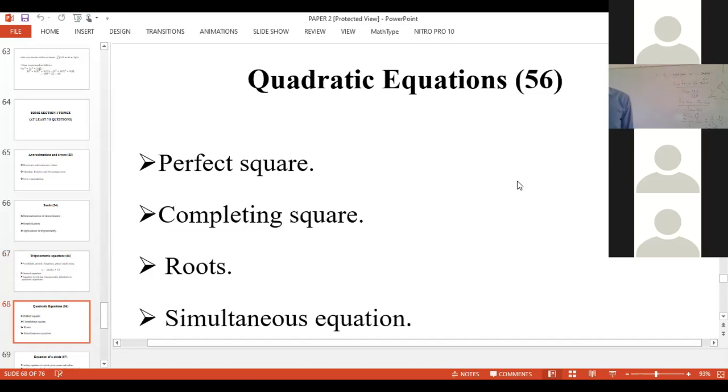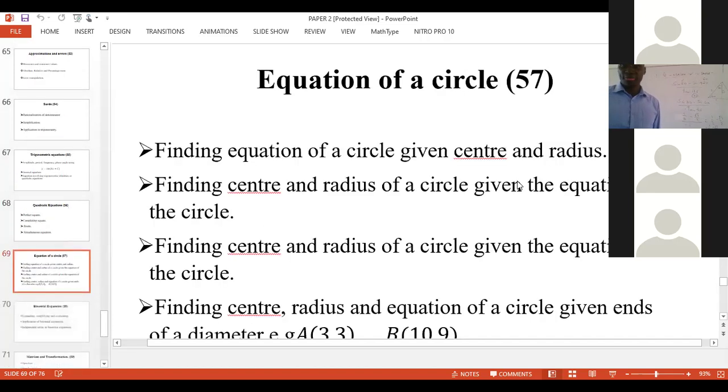Quadratic equations I've talked about, perfect square, completing the square method, finding this equation when you're given the roots, or solving simultaneous equations leading to that. Equation of a circle, 2 things. We can be asked to find an equation of a circle given the center and the radius. So you must know the general equation and you must know the procedure of how to find the equation of a circle given the center and the radius. And number two, if given the equation of a circle, can you be able to identify the center or come up with the center and the radius? That will call for that knowledge on completing the square.